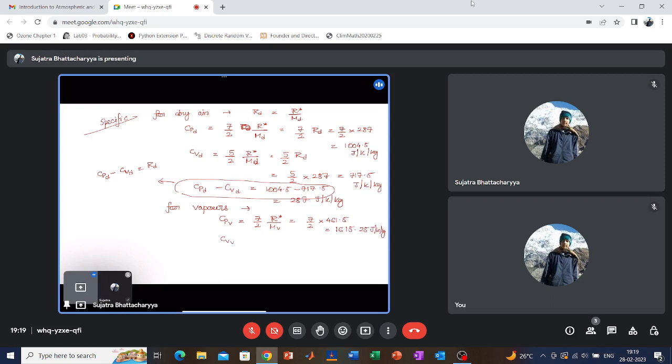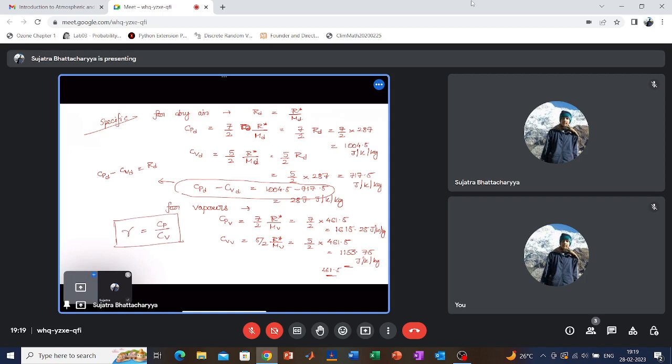Similarly, CVV will be 5 by 2 R star by MV, and that comes out to be 5 by 2 into 461.5. That comes out to be 1153.75 joules per Kelvin per kg. Again, if you subtract it, it comes out to be about 461.5, right? Okay, this is another thing. And another thing is that gamma is Cp by Cv.